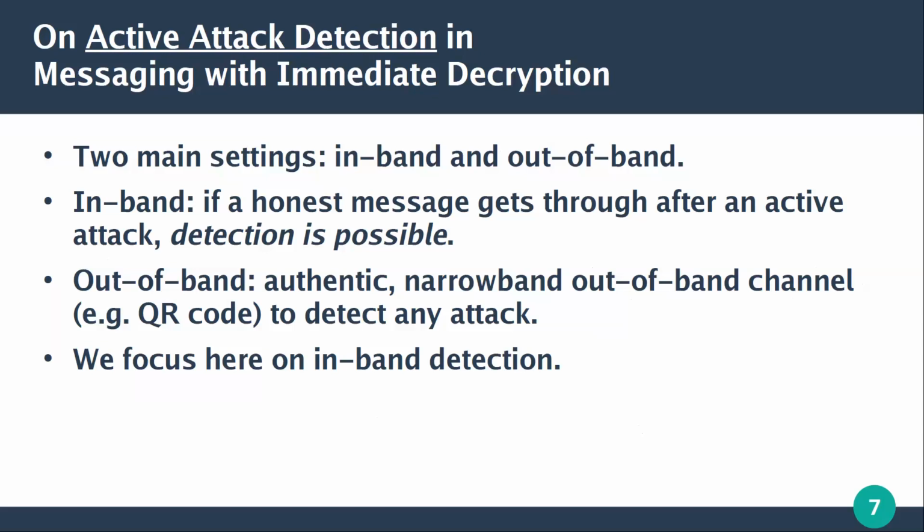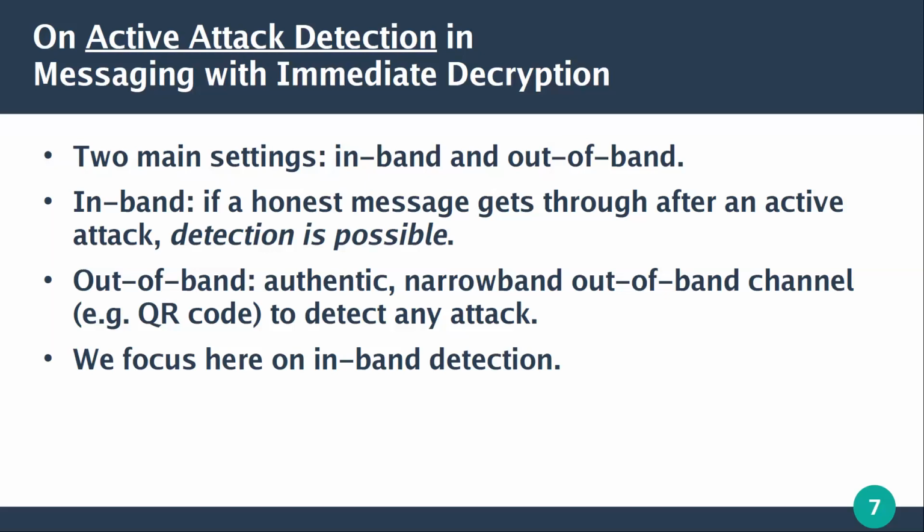There are two broad things we can do. In the worst case, we know it's not possible because the adversary can just keep impersonating some party. But an interesting thing to look at is that if an honest message is still able to get through after the impersonation has happened, then in general it is indeed possible to detect attacks. This is what we call the in-band setting, and this is the main focus of the talk. In the full version, we also look at the out-of-band setting.